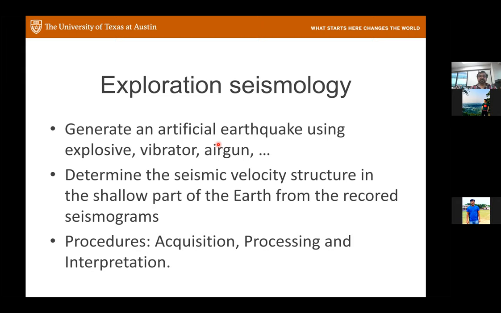And for that, we use explosives, and sometimes something called vibrator trucks, and for marine experiments, air guns. So these are different kinds of sources that are used to generate tiny earthquakes, and then those waves are recorded and used to determine velocity structure. From there, we try to figure out what is going on inside the earth, what kind of resources are available under the surface. But the raw records are themselves not adequate. You have to do some processing of those records, and after that create an image using these seismic traces, and then carry out geological interpretation using some concepts of rock physics, and using some log data as well.